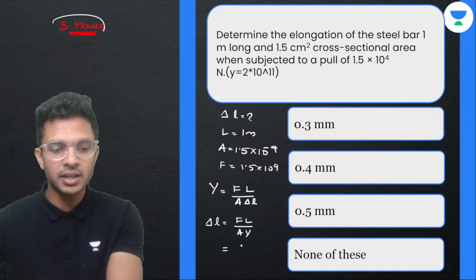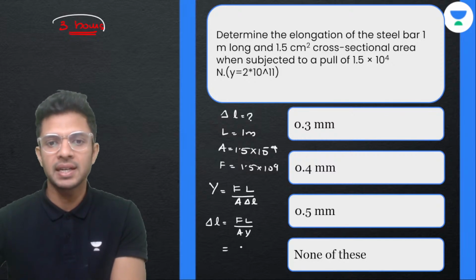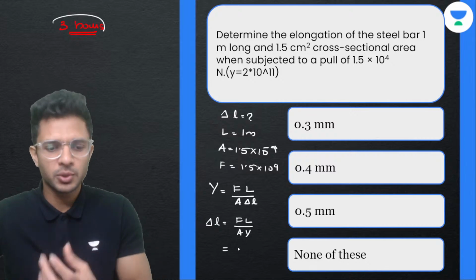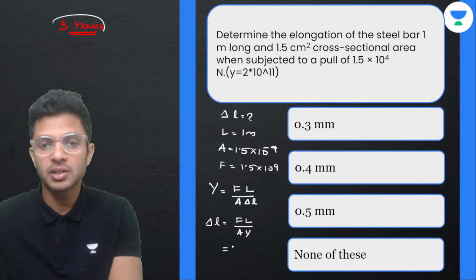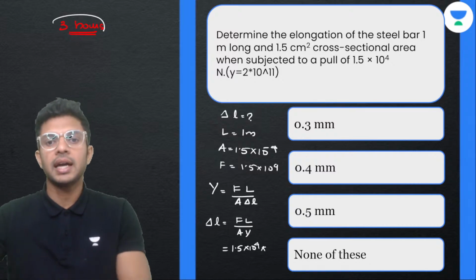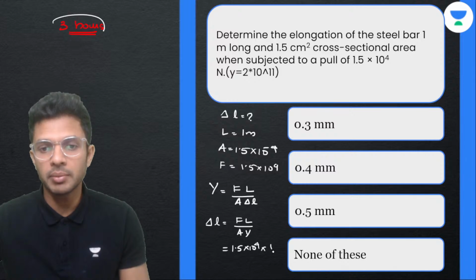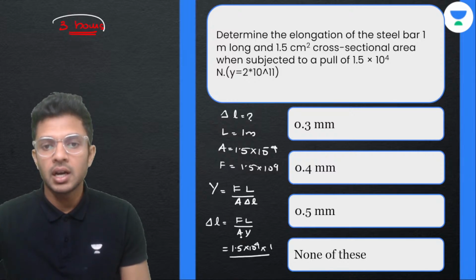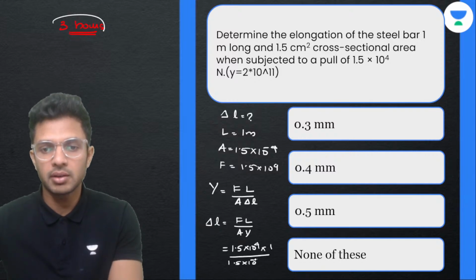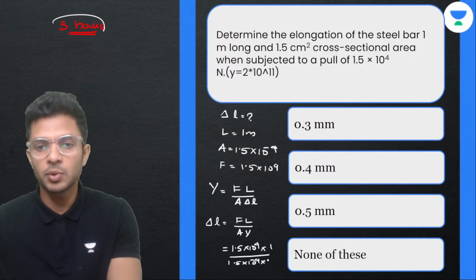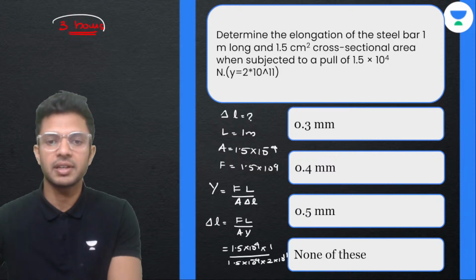I hope the bottom part is also visible. Can I write here? Okay, not a big issue, I suppose. I hope you all can see even if I write the values. Anyway, force is given as how much? 1.5 into 10 power 4, and length is 1 meter. Then area and Young's modulus. Area is 1.5 into 10 power minus 4, and Young's modulus is 2 into 10 power 11.